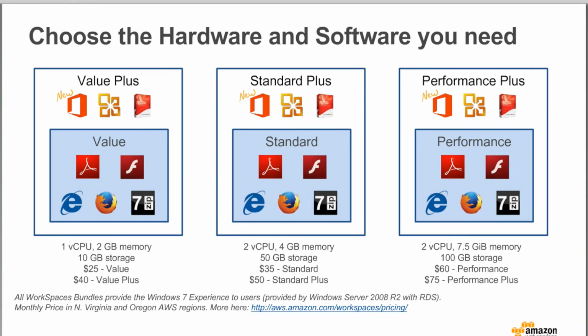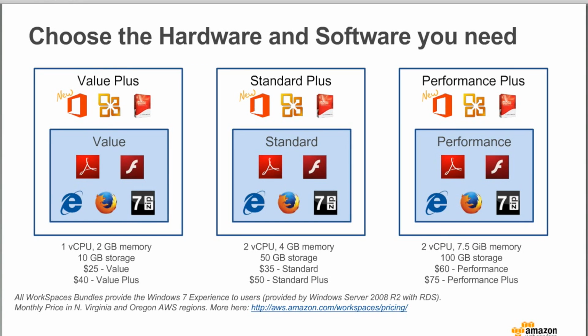Standard is the next level up in terms of hardware types. This has two vCPUs and 4 GB memory. This is commonly used for knowledge workers. It does really well with Microsoft Office and a number of apps that a user might use. The next level up from standard is performance. It has again two vCPUs, but more memory, almost twice the memory that the standard workspace bundle has.